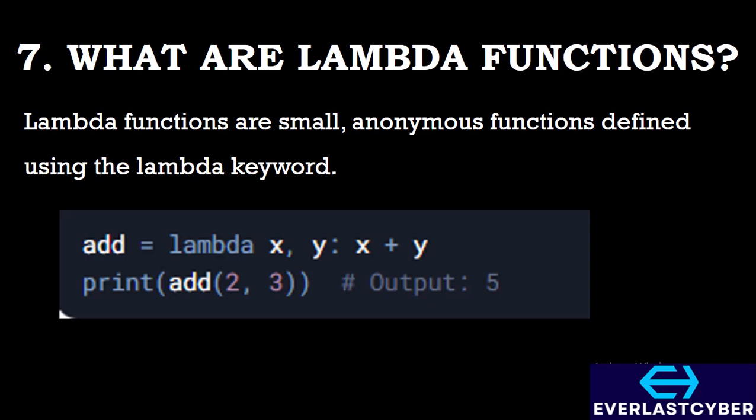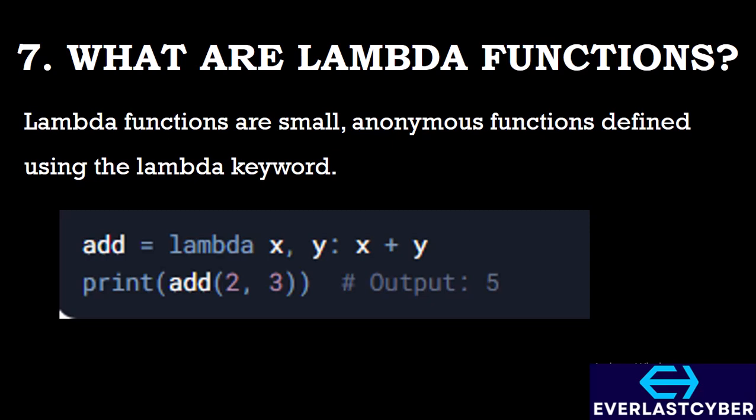So for instance, if we use the function add(2, 3), here the lambda function is called with the arguments 2 and 3. The lambda function evaluates x plus y, which becomes 2 plus 3, and then returns 5. So the result 5 is passed to the print function, and this gets outputted to the console.